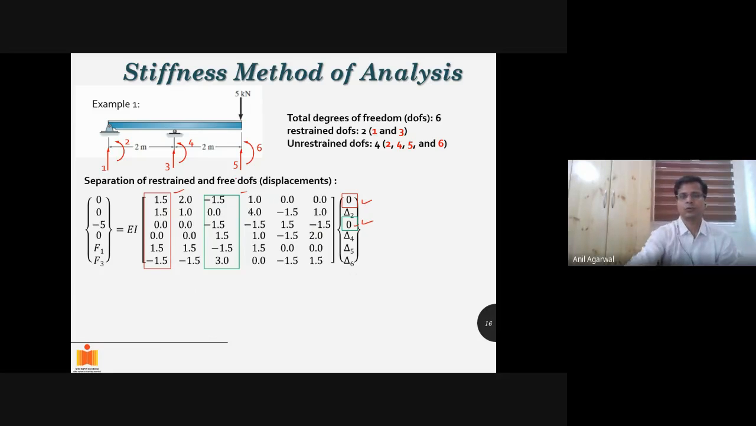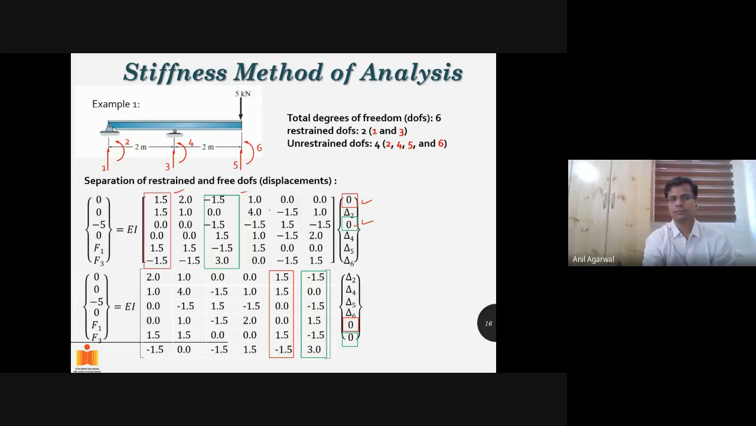So we will try to move them to one side. We will move them to the bottom. What we do is this 1.5 comes here. This particular column comes here, and this entire column comes here. And correspondingly, this 0 value comes here, and this 0 value comes here.